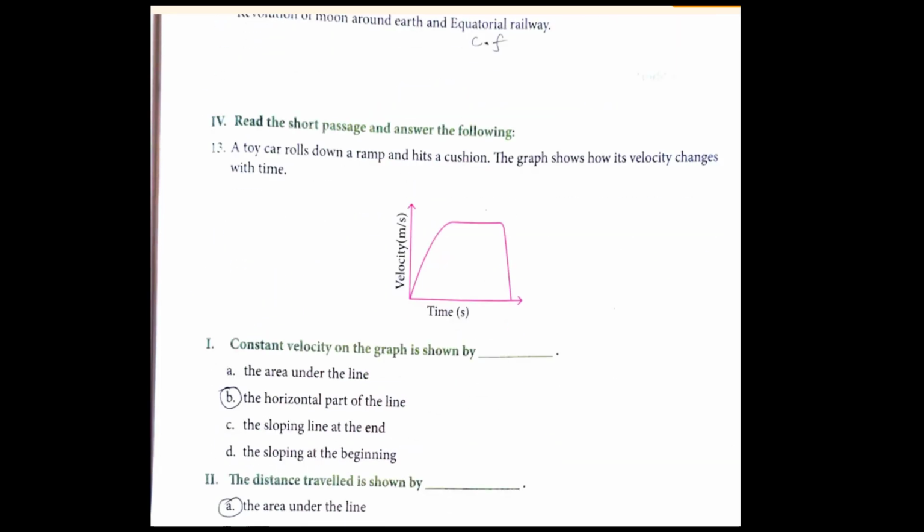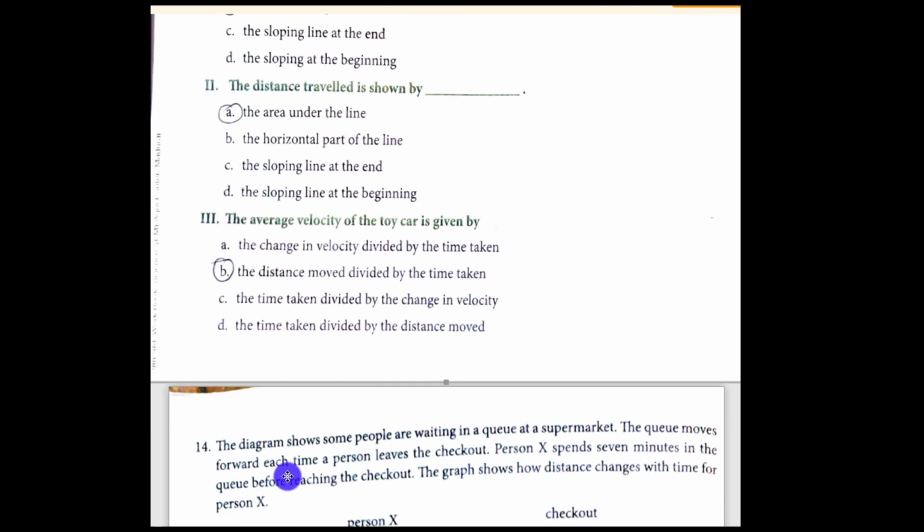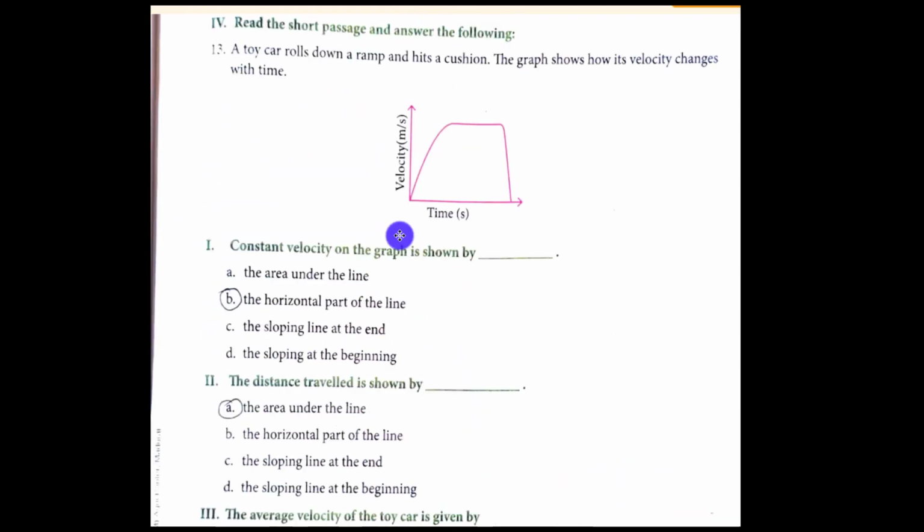Now let us come to the other part, that is, read the short passage and answer the following. A toy car rolls down a ramp and hits a cushion. The graph shows how its velocity changes with time. You have to answer all those questions given under this graph. There are three questions you have to answer. Constant velocity on the graph shows the straight line slope, the horizontal part of the line.